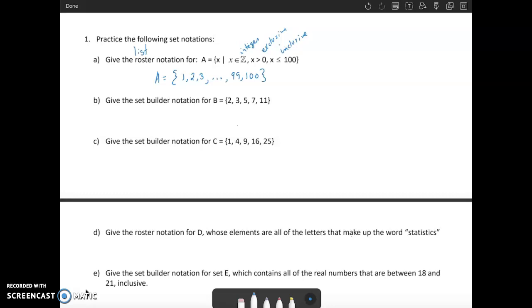Okay, so let's reverse this now. It says give the set builder notation for this set B: 2, 3, 5, 7, and 11. So I think going this direction is quite a bit harder because they've listed the elements, and you have to figure out how to describe those elements. So this could take some thought and some real thinking and some work. It's easier to have a description and then list them, but to have the list and describe them is harder.